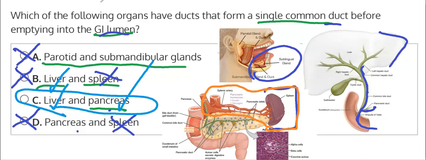We eliminated option D because although pancreas is correct, spleen is not. We eliminated option B because although liver is correct, spleen is not. And we eliminated option A because the parotid and the submandibular glands are just within the mouth and not going to the GI lumen. Therefore, considering all of that and going through all these organs, we know that option C is the correct option here.